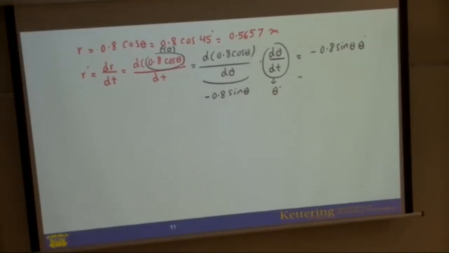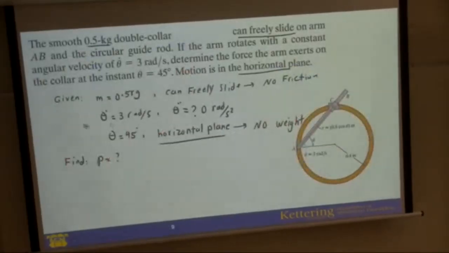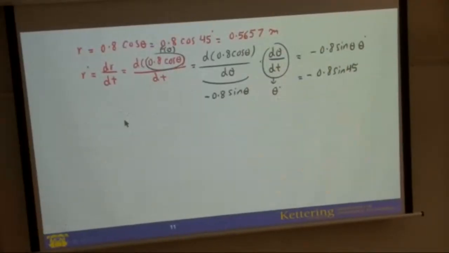Now, we have theta, sine 45. We have theta dot. If you go to the problem, theta dot is 3. If you calculate R dot, it will be minus 1.6971 meter per second.